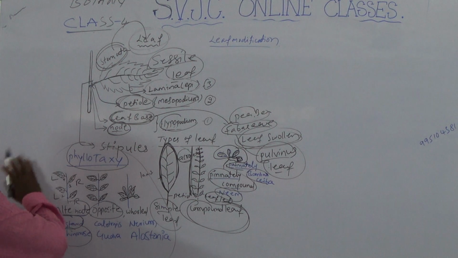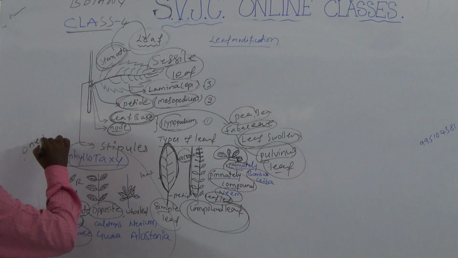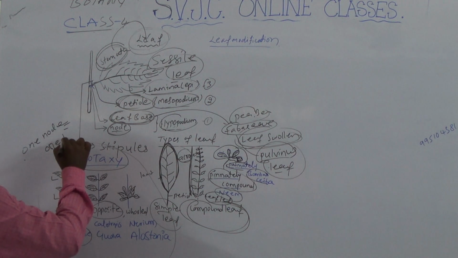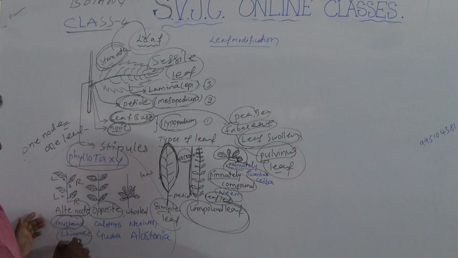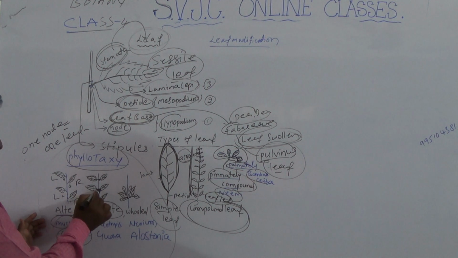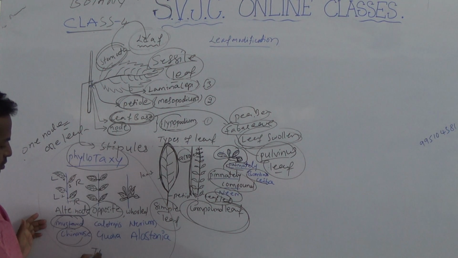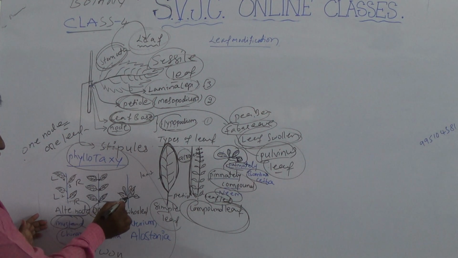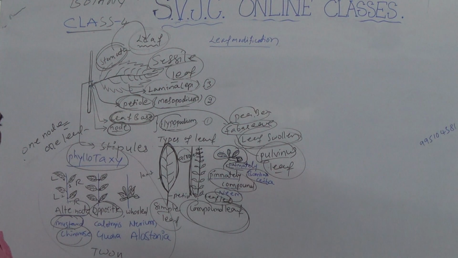1 node, 1 leaf, that is alternate. But in opposite, 2 nodes, 2 leaves. And in whorled, 1 node, infinity, more than 1 leaf, arranged in a circular manner. Around the node, many leaflets are present.